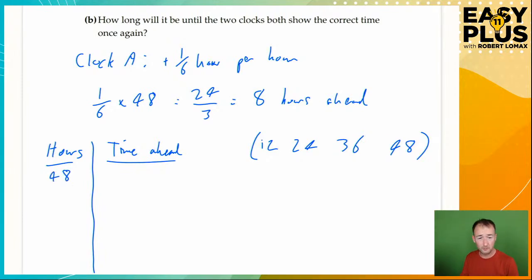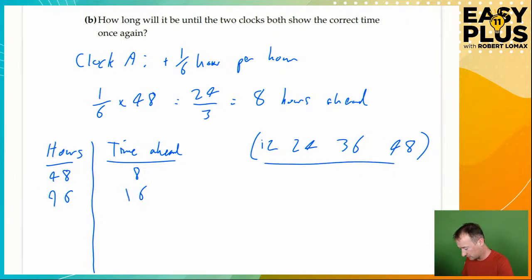I could do this with clock B instead, I could do the same kind of calculation. I don't need to look at both. So after 48 hours, we know that clock A is 8 hours ahead. Okay? That isn't a multiple of 12. Let's try again. After twice that, so 96 hours, it's going to be 16 hours ahead.